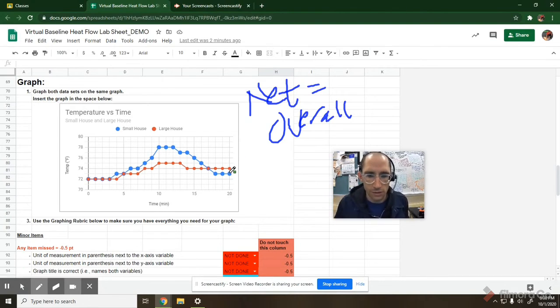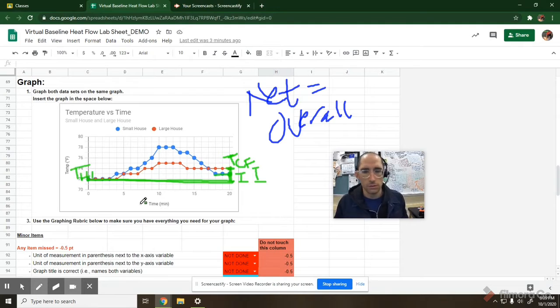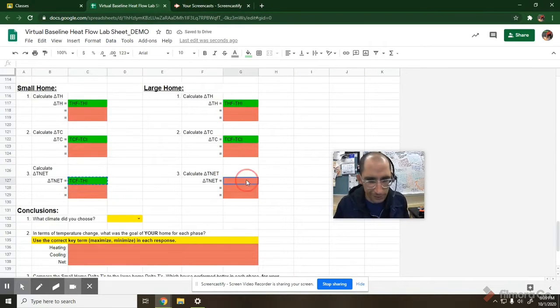To find net, you take your very last temperature minus your very first temperature. The very last temperature is your final cooling, TCF, right? And the very first temperature was, in terms of variables, THI, the initial heating temperature. So net is actually TCF minus THI, your very last temperature minus your very first. I got a green. I did it.